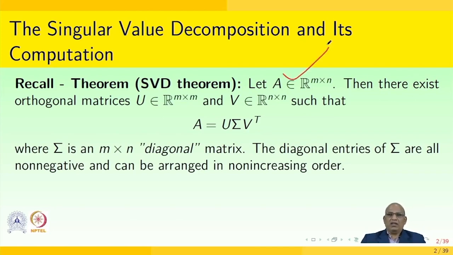Let A be an R of M by N matrix. Then there exist orthogonal matrices U in R of M by M, and V in R of N by N, such that we can write the coefficient matrix A equal to U times sigma V transpose, where sigma is an M by N diagonal matrix. The diagonal entries of sigma are all non-negative and can be arranged in non-increasing order.